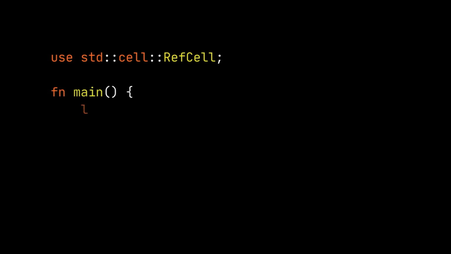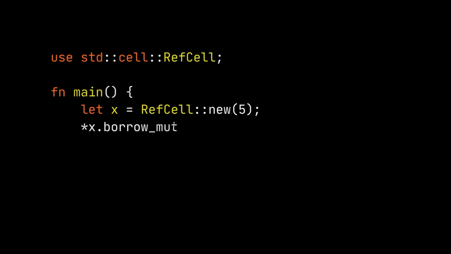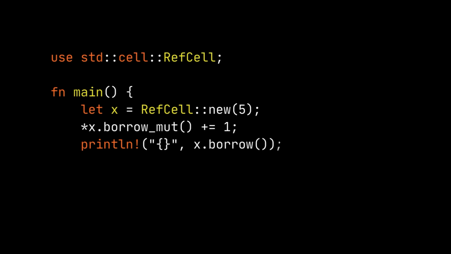Finally, we're doing our RefCell example. As you can see, we have to import it using std::cell::RefCell. And what RefCell does is it lets you mutate through an immutable reference. So borrow rules are checked at runtime instead of compile time.